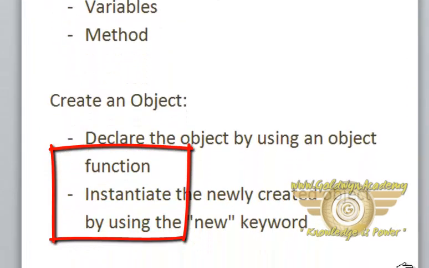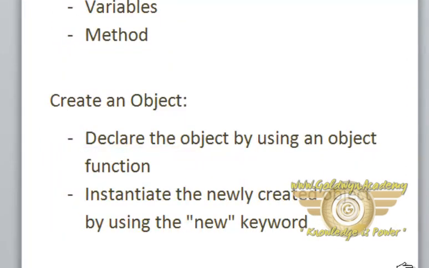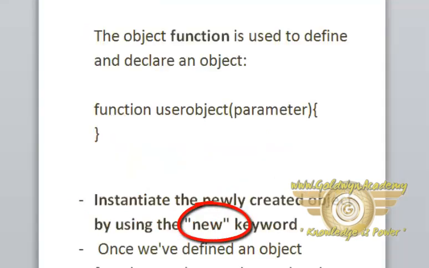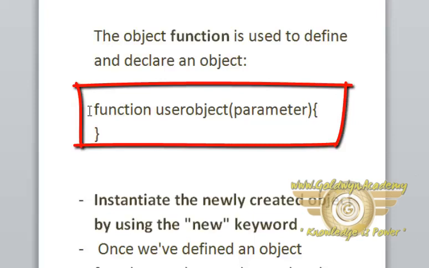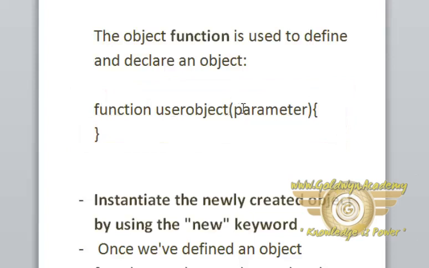How to create this object? There are two steps. Declare the object by using an object function. And second step is instantiate the newly created object by using the new keyword. First, the object function is used to define and declare an object. Like in this example, here function is our object, user object is the name of the object, and parameter, which is optional, which we are using to pass some values to that object.